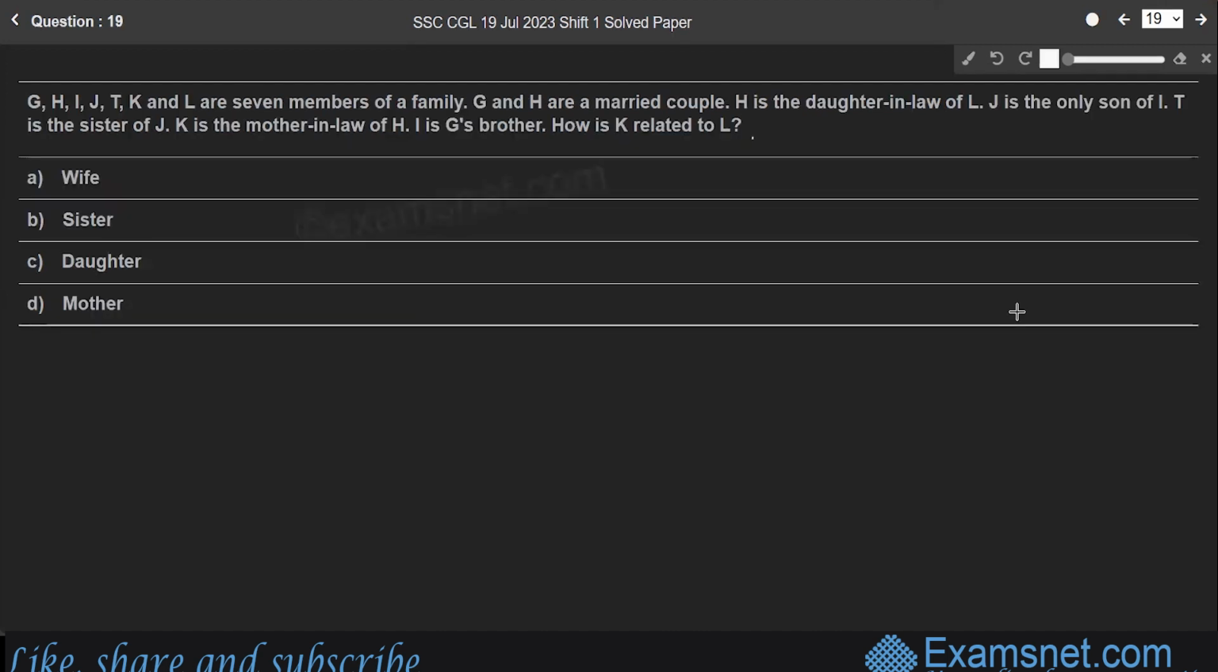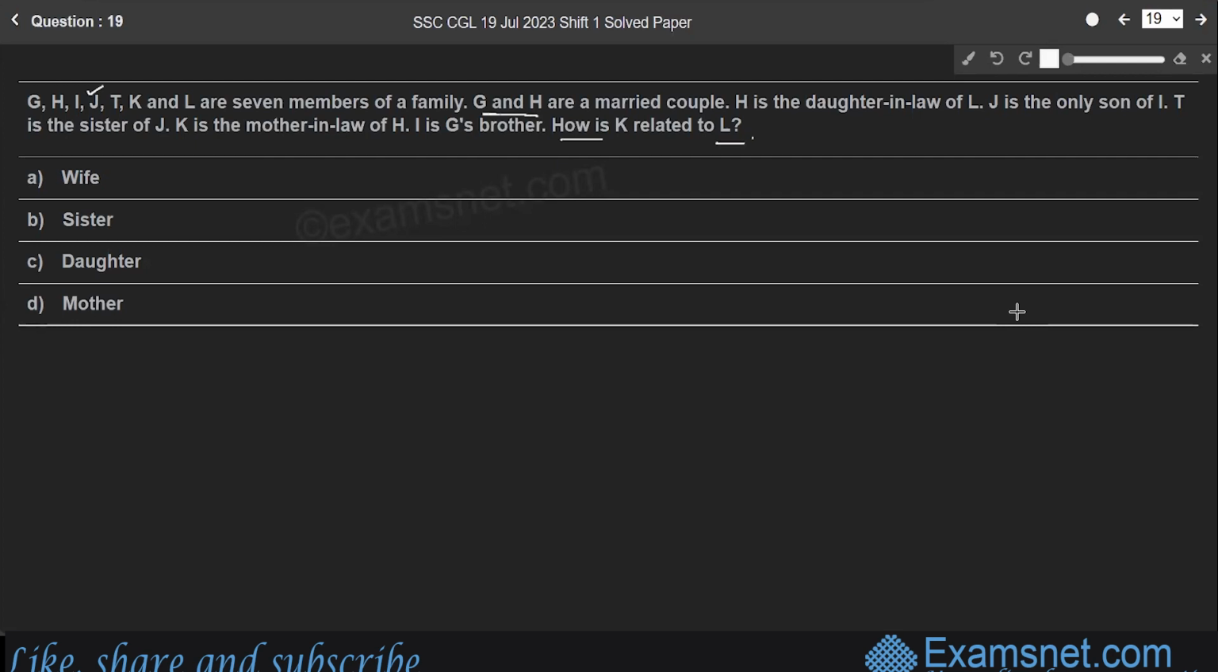Question 19. G, H, I, J, T, K, L are 7 members of a family. G and H are a married couple. H is the daughter-in-law of L. J is the only son of I. T is the sister of J and K is the mother-in-law of H. I is G's brother. Then how is K related to L?